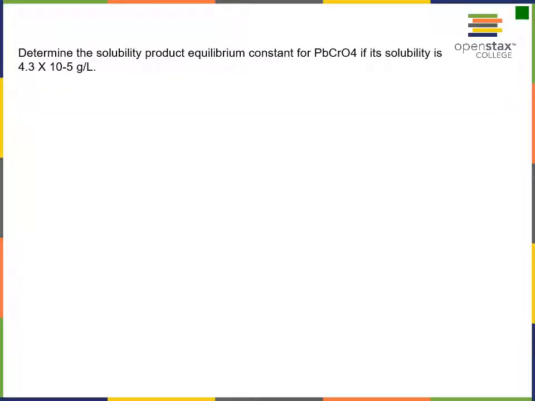All right, we are trying to get the solubility product equilibrium constant, which tells us Ksp, for lead chromate if its solubility is 4.3 times 10 to the minus 5 grams per liter. We're going to go, okay, this isn't molar solubility, this is solubility. And this is not what it should be because it should be moles per liter. This is in grams per liter. So we're going to have to do a bit of math.